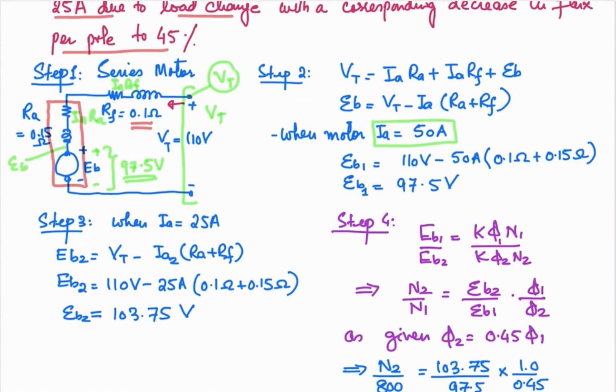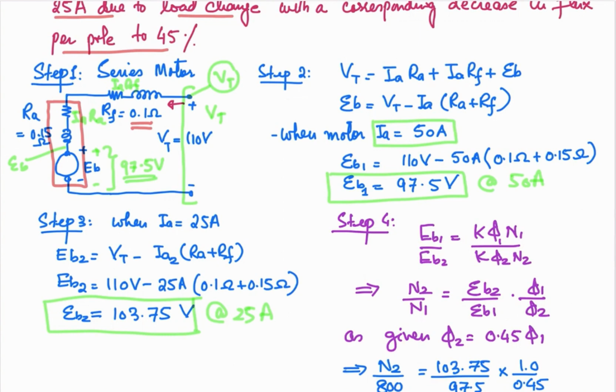Okay, so now let's use the same equation that we used over here for the back EMF, and we are determining the back EMF at the new current, and the new current is 25 ampere, that you can see over here. The current is reduced to that one. Terminal voltage is same, 110 volt. Current is reduced to 25 ampere. Armature resistance and the field resistance is same. So the new back EMF is 103.75 volt, right? So you can compare it over here. At 50 ampere, this was the back EMF when the armature current was 50 ampere. Now if your armature current reduces to 25 ampere, your back EMF increases.